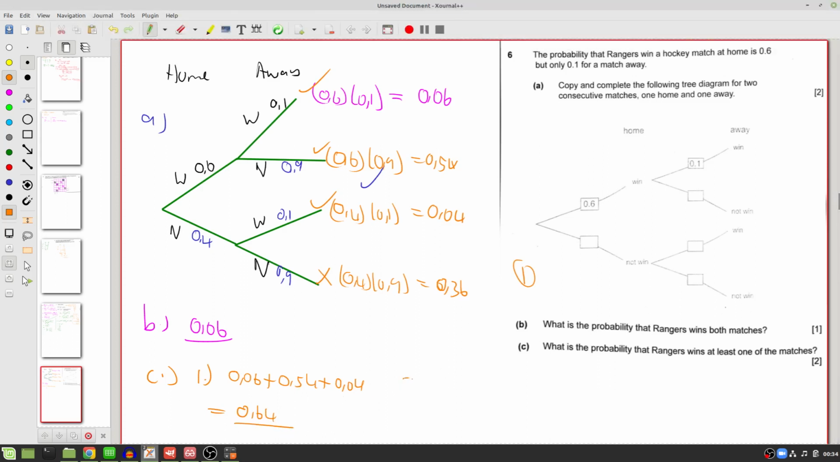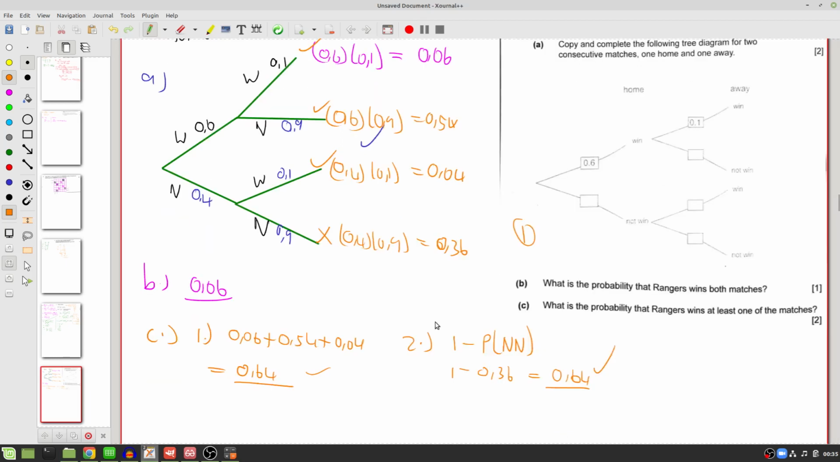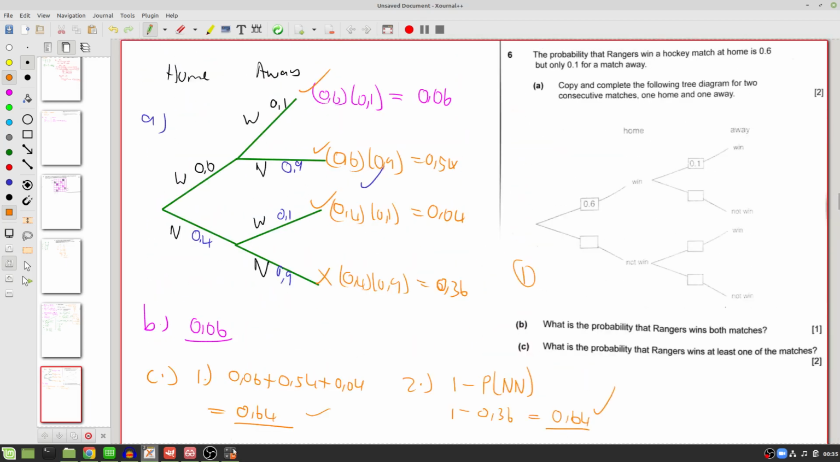Great. Now option 2, we could say that the probability of winning at least one game is the same as 1 minus the probability of not winning any game. In this case, we've got 1 minus the probability of not winning any game, which is 0.36. And 1 minus 0.36 is again 0.64. So those are the two methods that you can use to calculate the probability of winning at least one of the matches. All right, that's it for question 6, and I'll see you again soon for question 7.